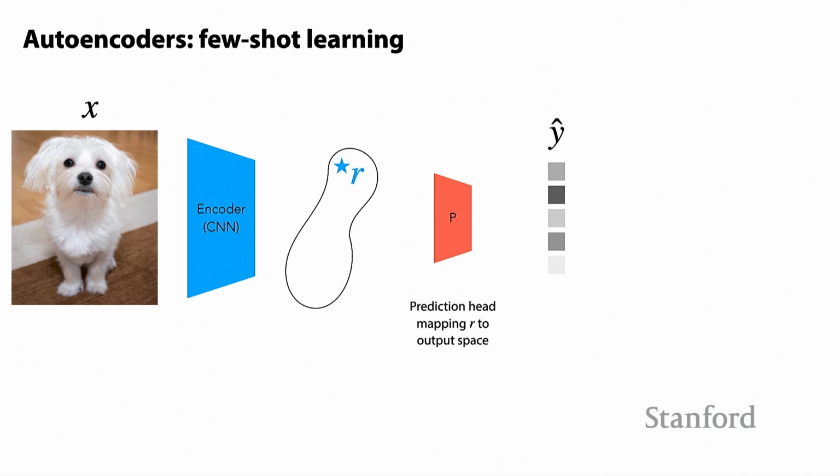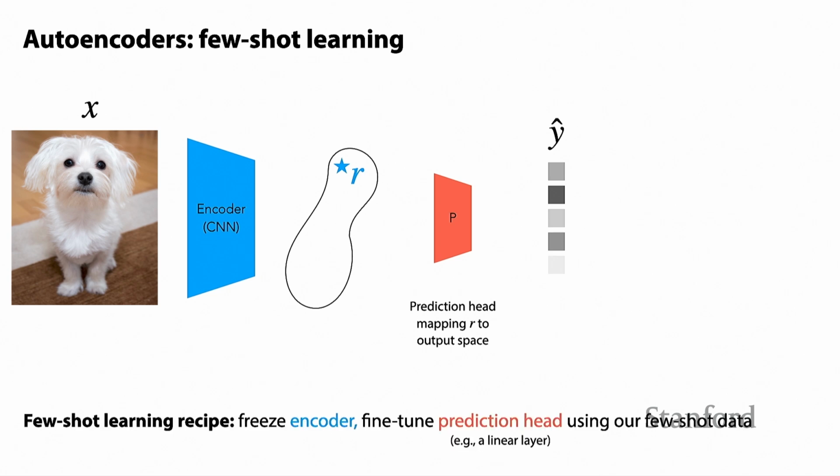And we'll train it to make classification scores. So here, if we're doing 5-way classification, we just have a classifier now. And the simplest recipe here is we'll freeze the encoder and just fine-tune this prediction head, or just fit the prediction head.